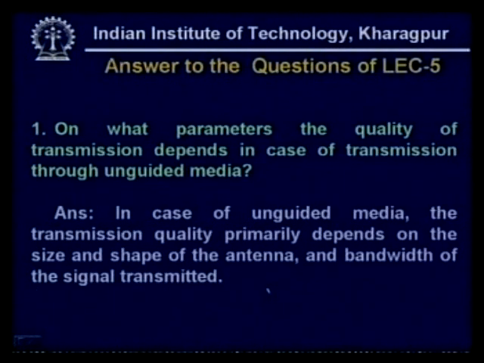Here are the answers to the questions of lecture 5. On what parameters does the quality of transmission depend in case of transmission through unguided media? The answer is, in case of unguided media, the transmission quality primarily depends on the size and shape of the antenna and the bandwidth of the signal transmitted. We have already discussed unguided media in detail. There we have seen the size and shape of the antenna, and the bandwidth of the signal that we are sending, play an important role.